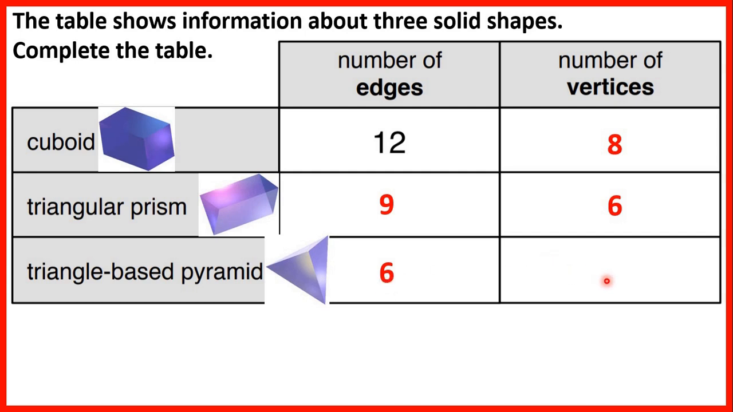Now we need to find the number of vertices. We'll have a vertex in each of the corners of our triangle, so that's 1, 2, 3, and then we'll have a 4th vertex as the point of our pyramid, so 4 vertices altogether.